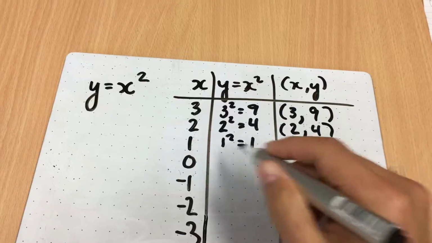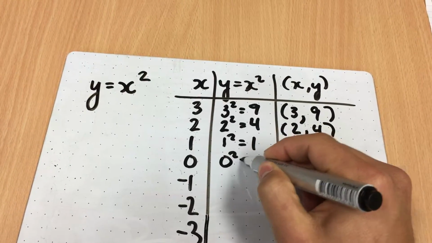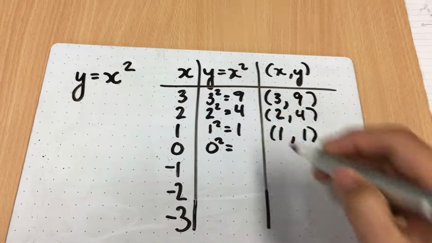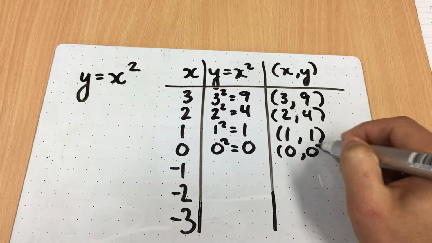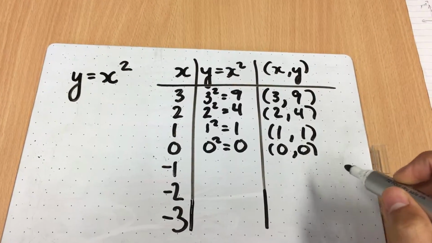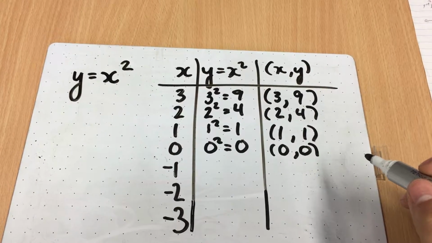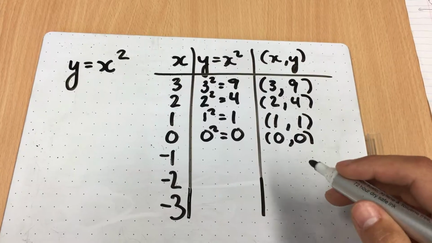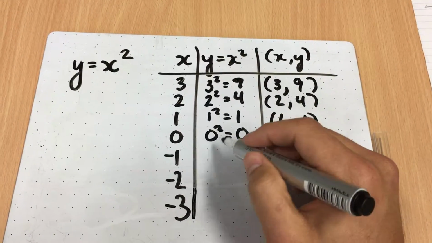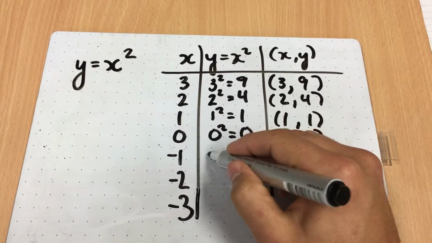1, 1, 0 squared. Yeah, just 0. So what is 0, 0? What is that called on the Cartesian plane? Do you remember? Yeah, it's the origin. Good job. We're going to keep going with our data table here.